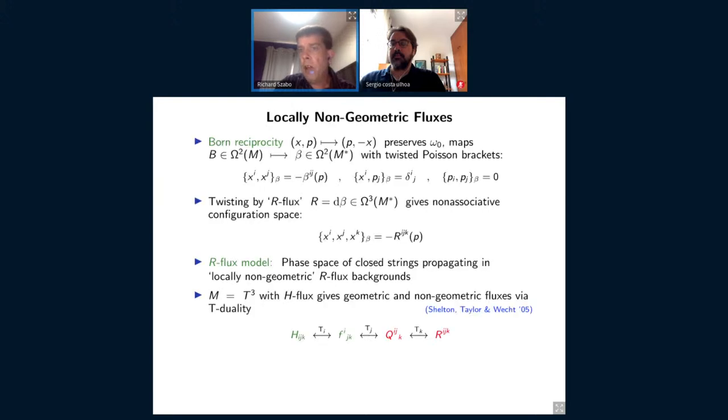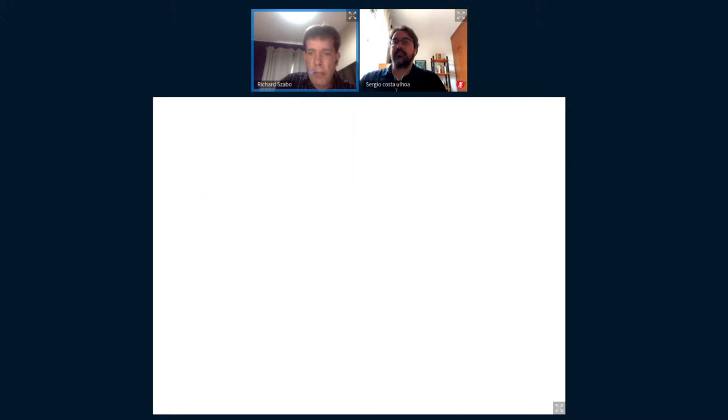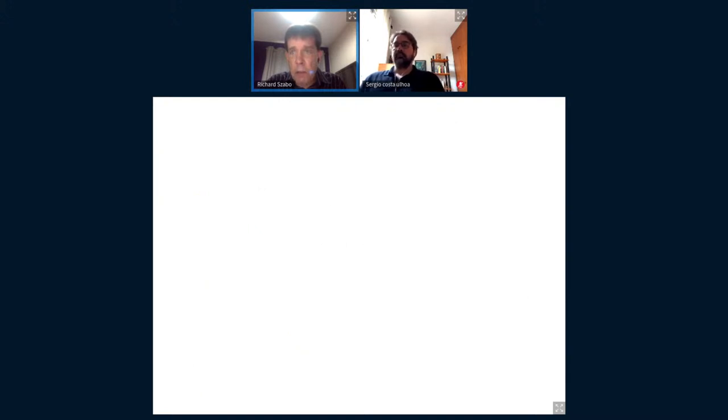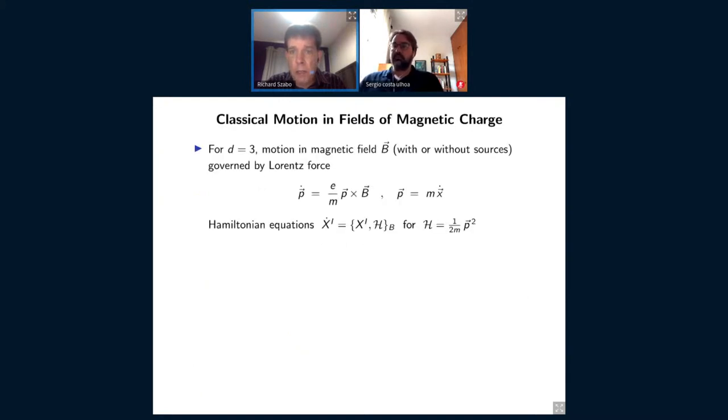Okay, so in the interest of time, I'm going to speed up a bit and maybe skip a few things here. The comments at the bottom were just for the string aficionados: one way to think about the R-flux background is by applying T-duality to a three-torus which has an H flux of the type I was talking about before. I don't want to say a lot about that because I don't think I'm going to have time to come back to it.